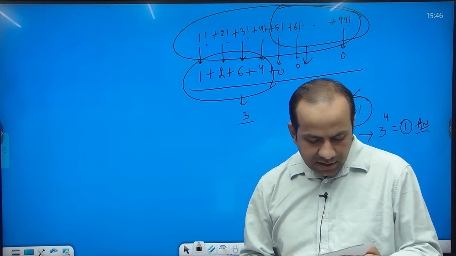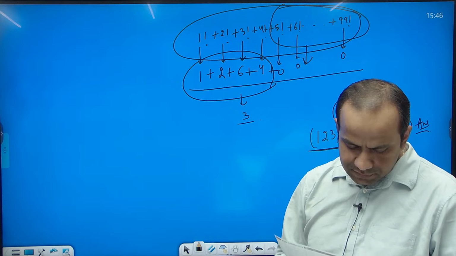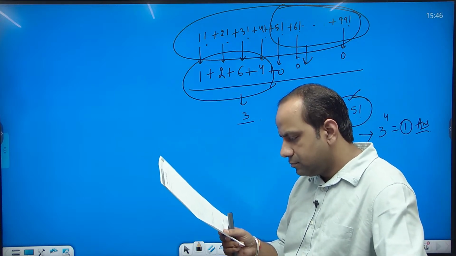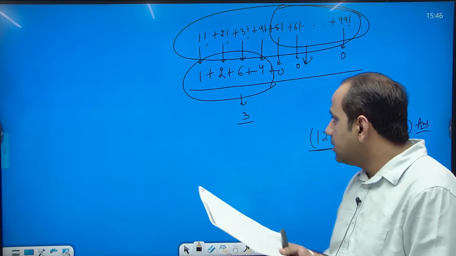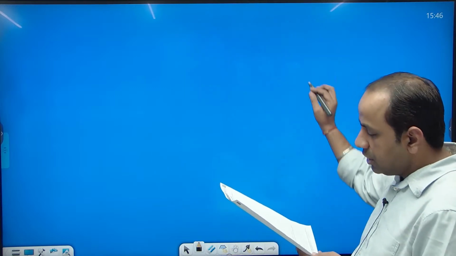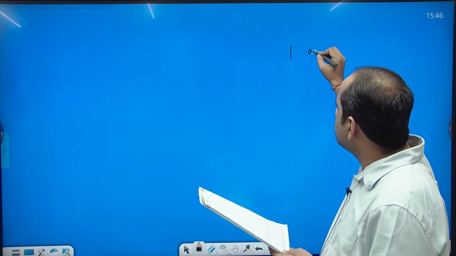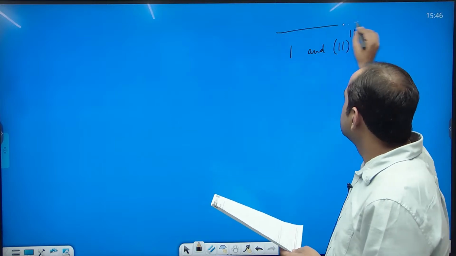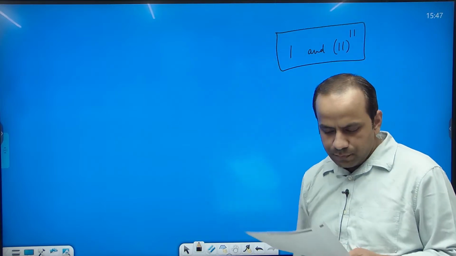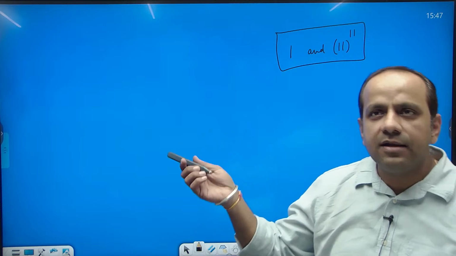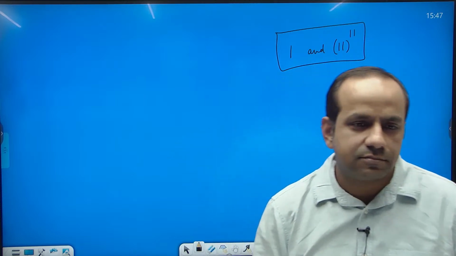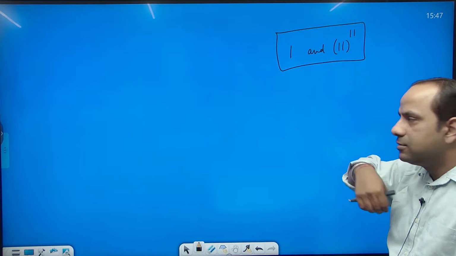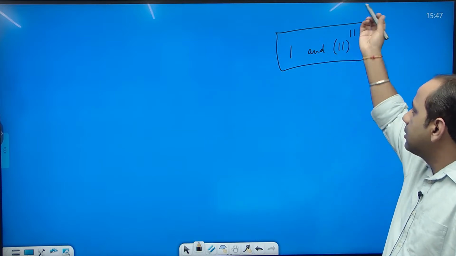Chalo, let's see what will be your answer for question number 22. We have to find the unit digit of the product of all the prime numbers between 1 and 11 to the power 11. It makes no difference if it is 11 to the power 11 or anything else, right? 99 would be 99 too.